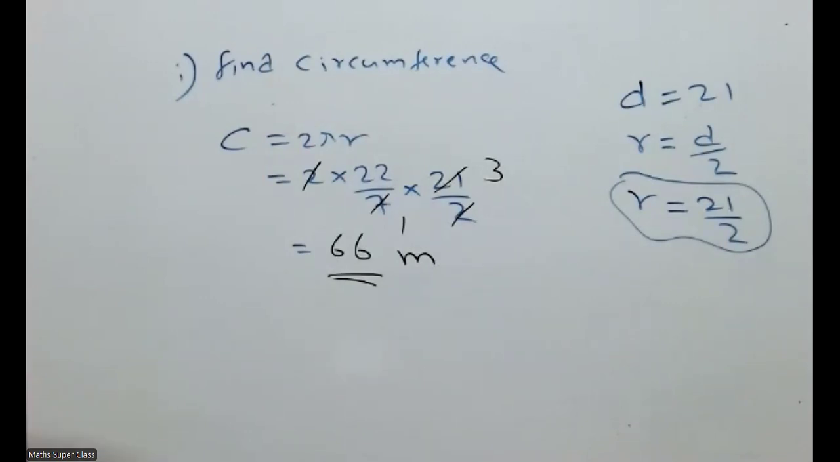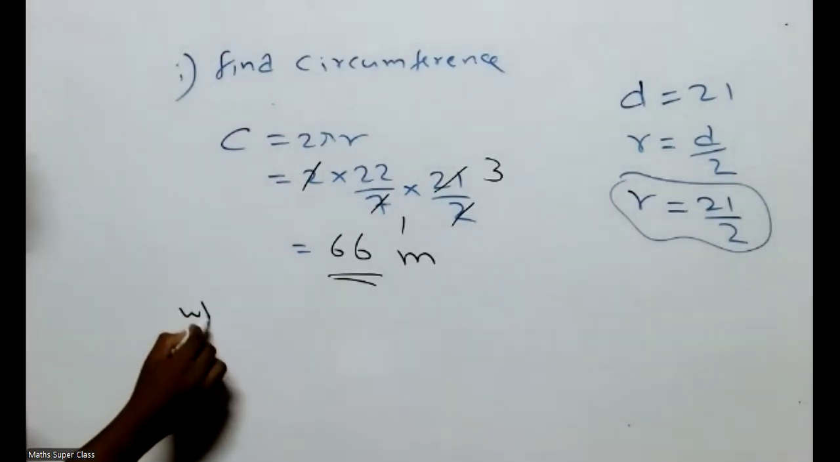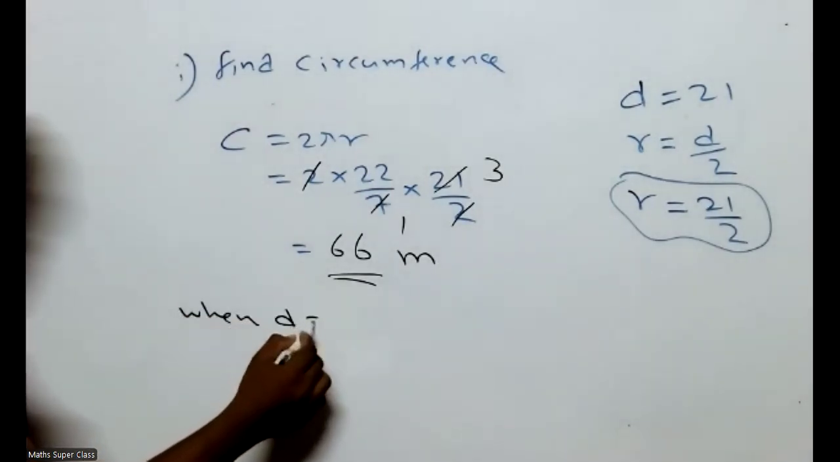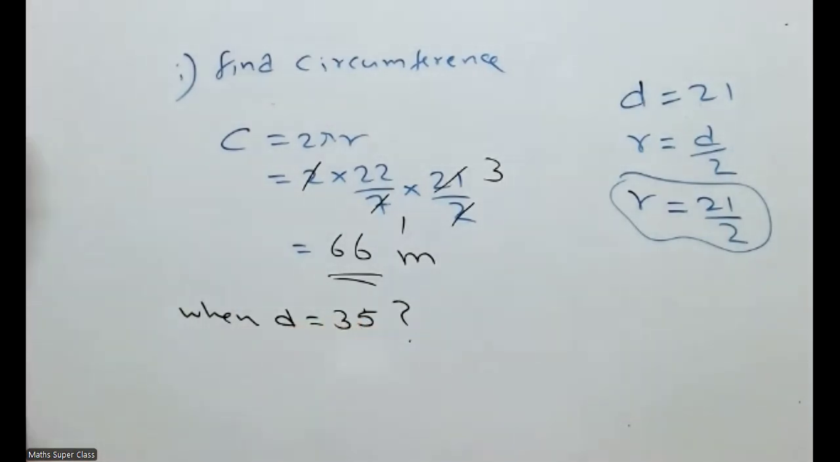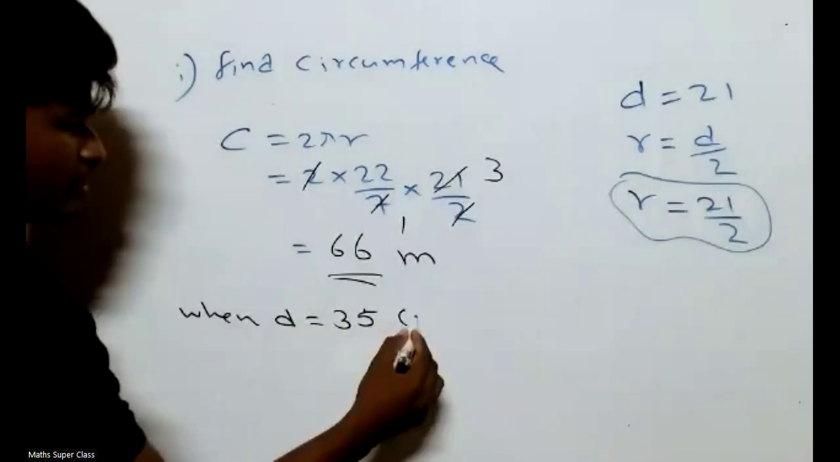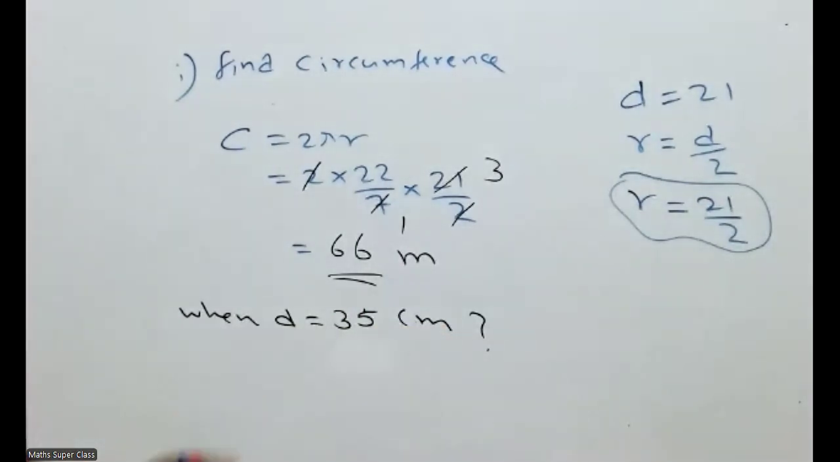Then, what about this? When D equals 35 centimeters. What about the circumference? D equals 35 centimeters. So, what about circumference?